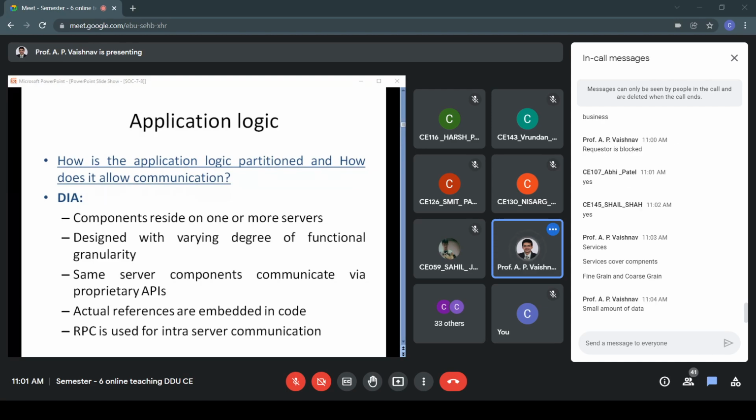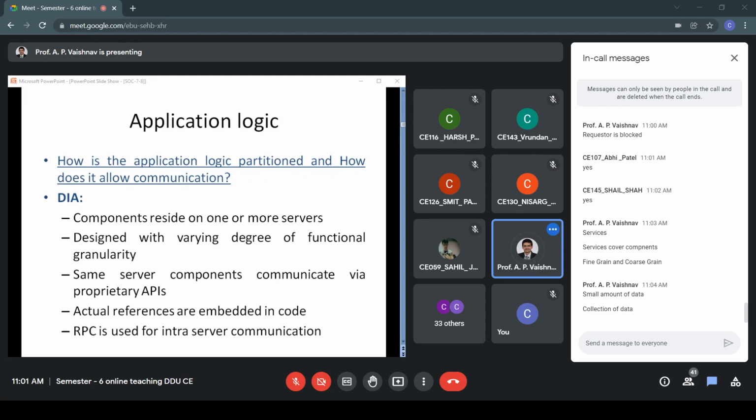Right. While coarse grain means you are representing a collection of data. Like if you are sending a single parameter versus sending a complete object, which is a coarse grain kind of design.